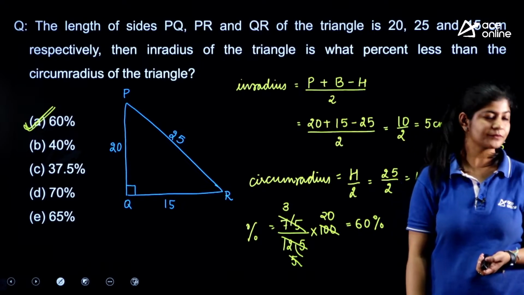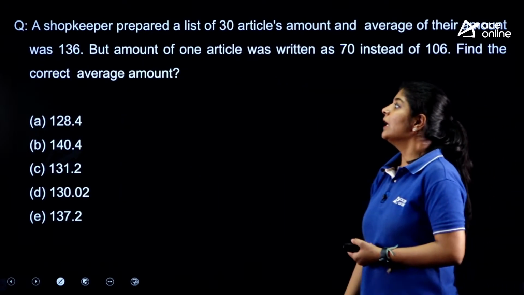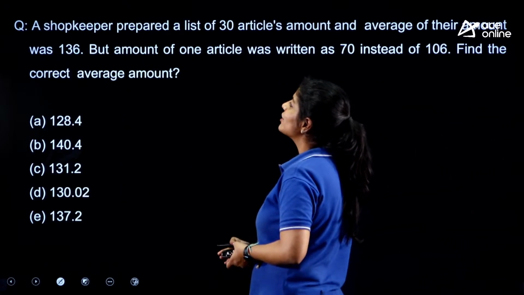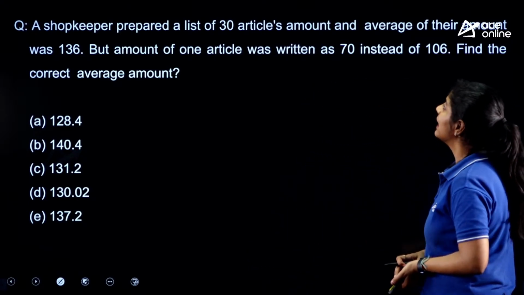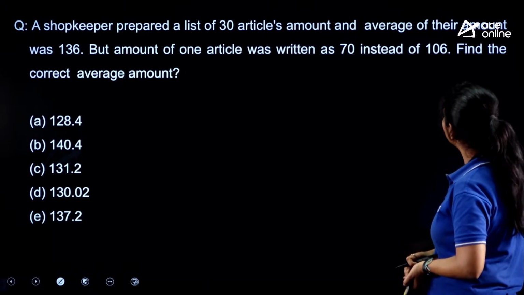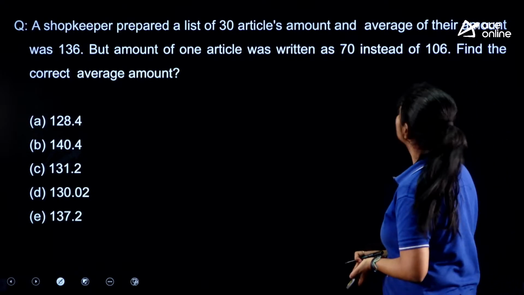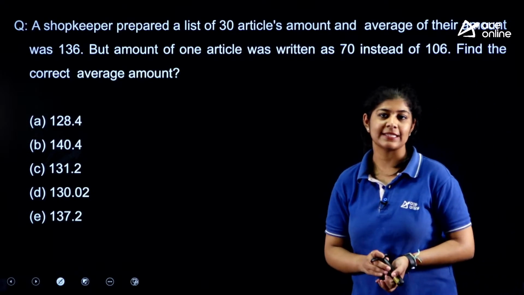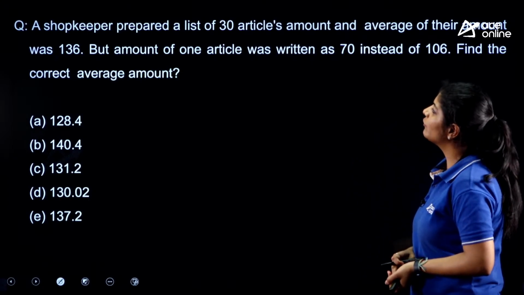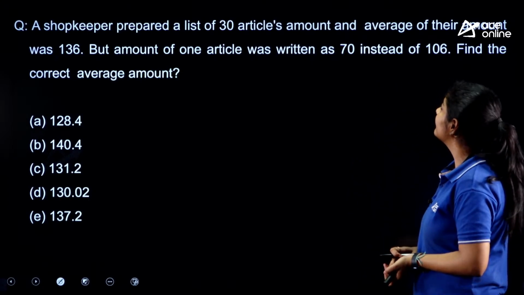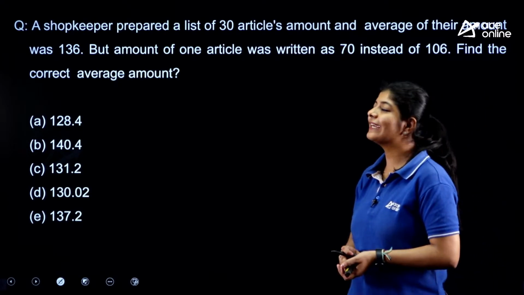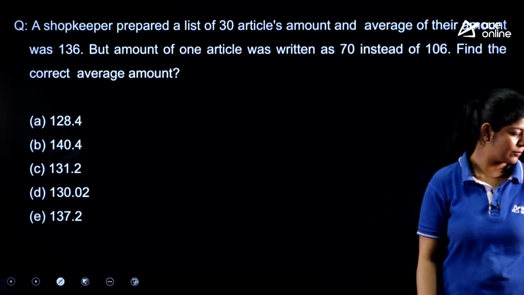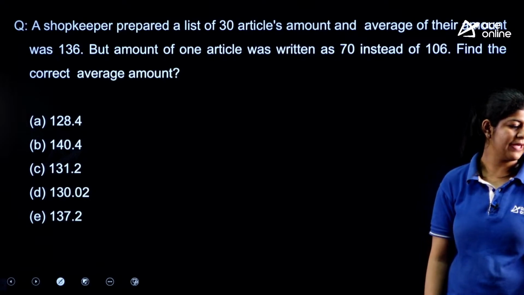Clear? Next. The next question says that a shopkeeper prepared a list of 30 articles, and the average of their amount was rupees 136. But the amount of one article was written as 70 instead of 106. Find the correct average amount. This is a very simple question of the concept of average.